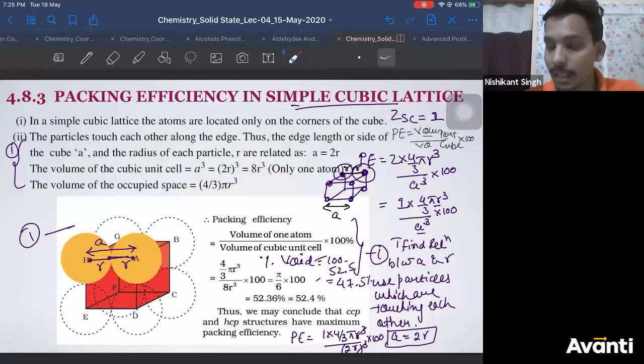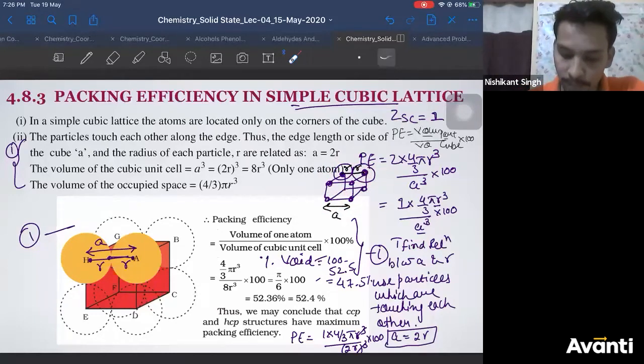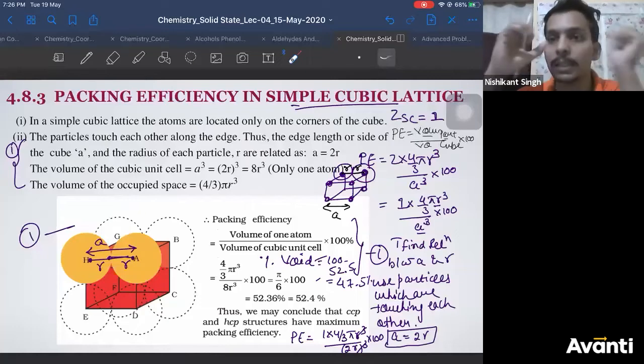They are present such that these two corner particles will touch each other, right? Then these two will also touch each other. Every corner particle will touch each other, exactly in contact with each other. So you can see here, this is your particle A, this is your particle B. Join the centers of the two particles. These two corner particles are exactly touching each other.